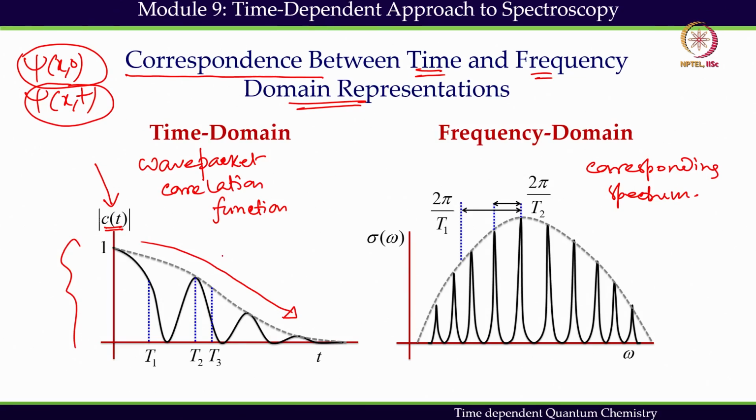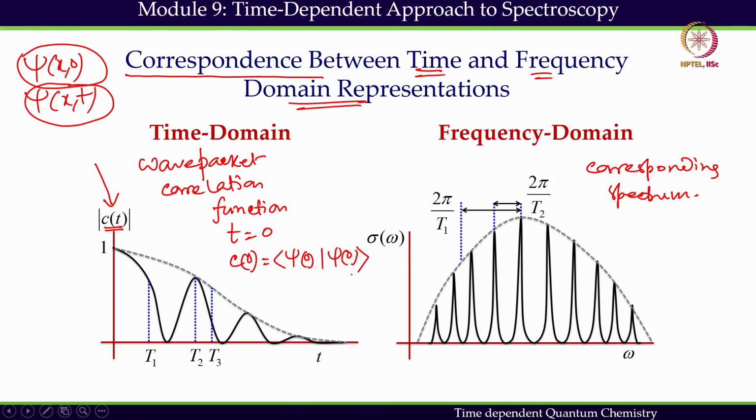So the first thing we'll take a look at is that at t equals 0, my correlation function is nothing but the overlap of psi 0 with psi 0. I have removed the x dependency here for notational clarity, but it depends on x basically, because this integration is over x, we have to remember. I have just removed this x from this bracket to make it simple.